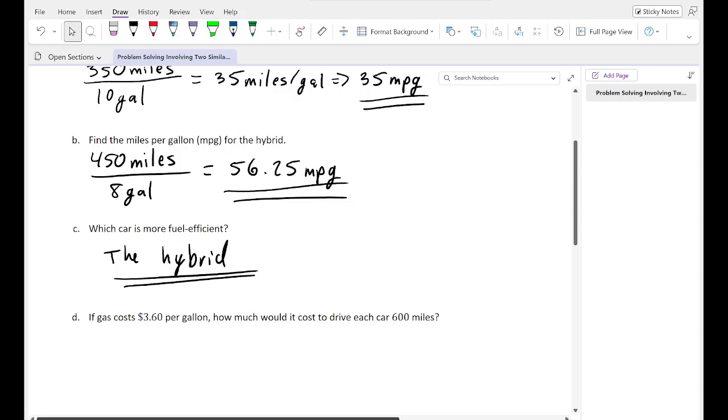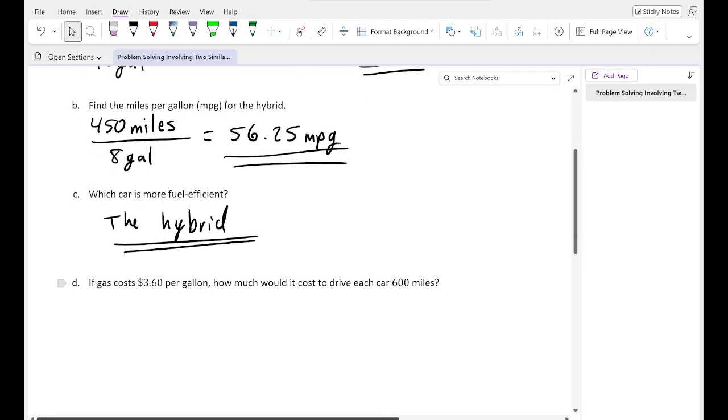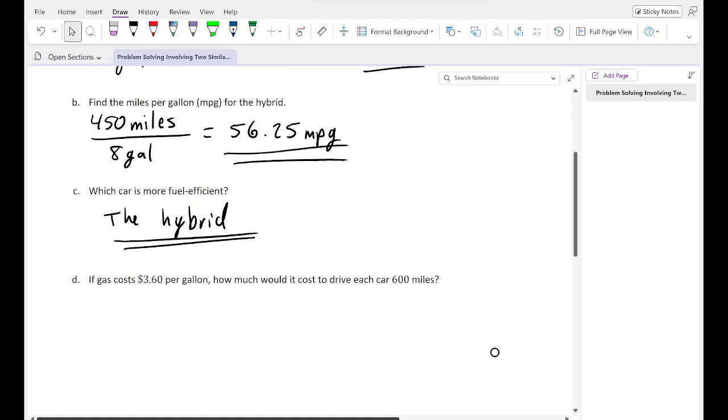Now, if gas costs $3.60 per gallon, how much would it cost to drive each car 600 miles? Now this one could take a little bit more work, but it's again not too difficult. So I'm going to start off with the regular car, not the hybrid. And I know that we're going to be traveling 600 miles because it says so in the question. So 600 miles.